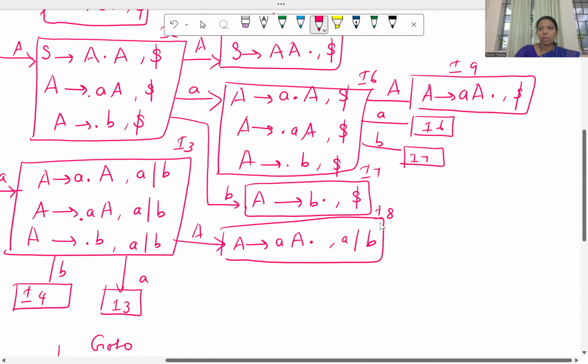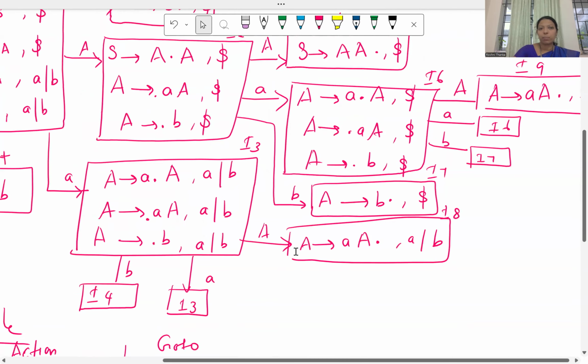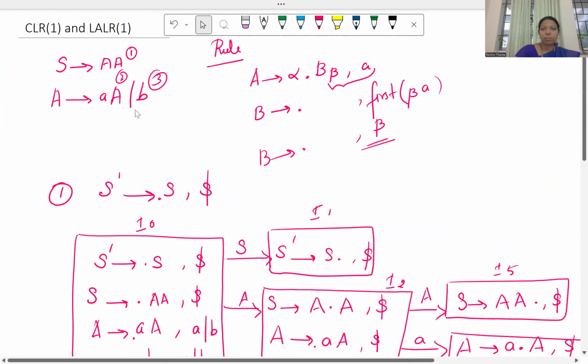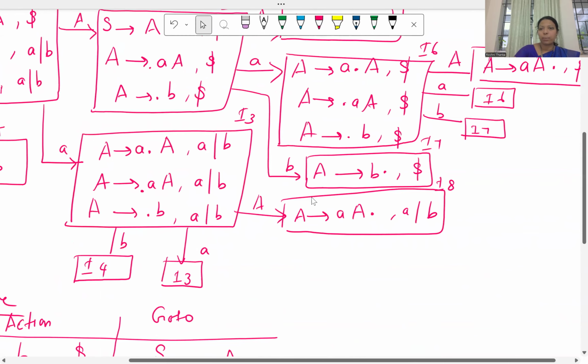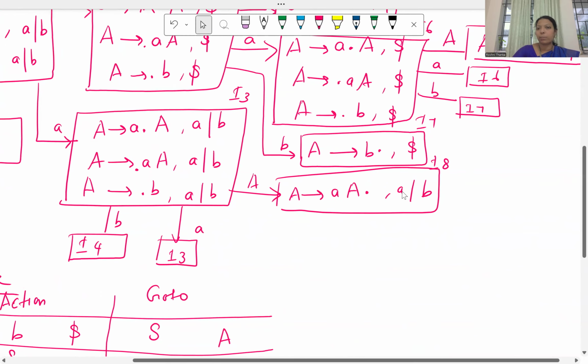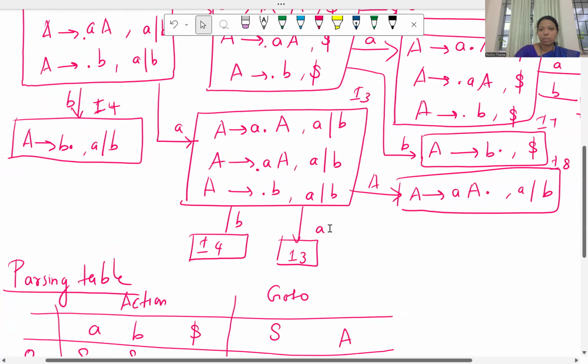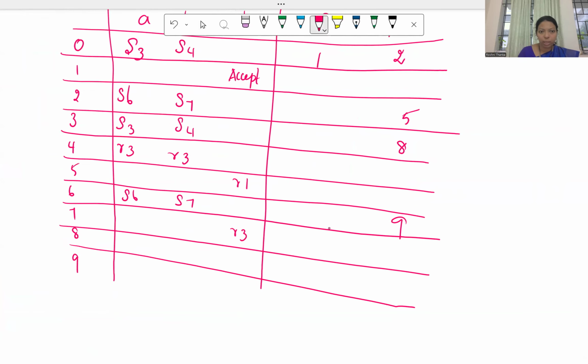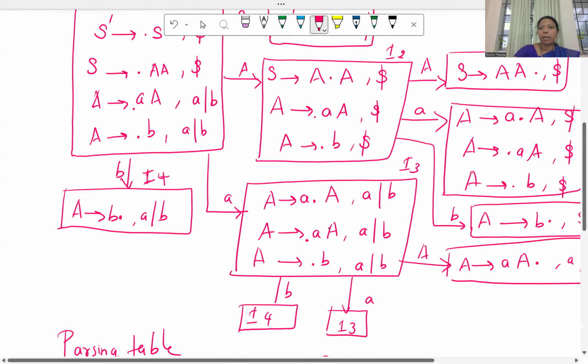And now if you see I8, it is also a final state. What is the production number for it? It is the second production number. So in the place of look ahead, you have A and B. So in the place of A as well as B, you have to write R2 since it is a final state. So finally, the lines are slanting, so sorry for it. Now you have I9.